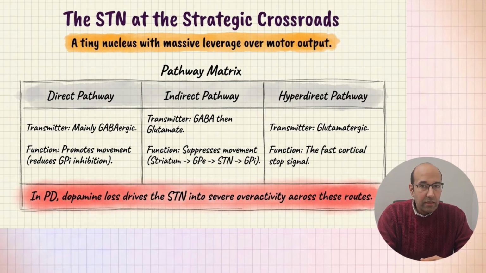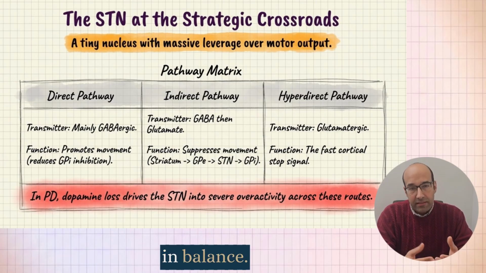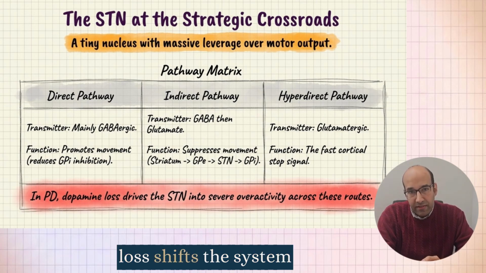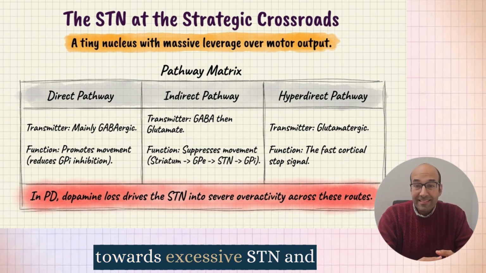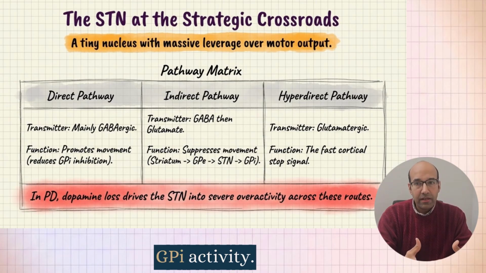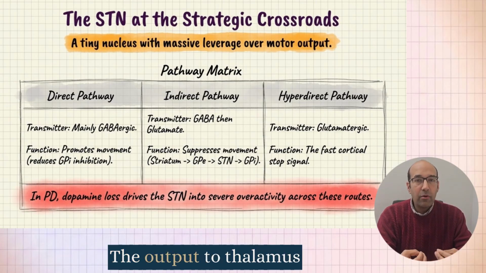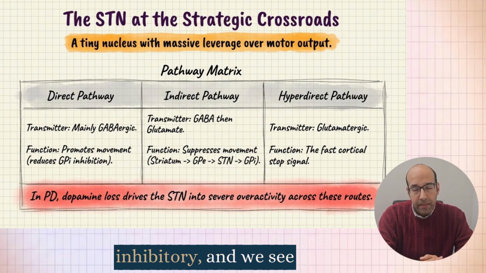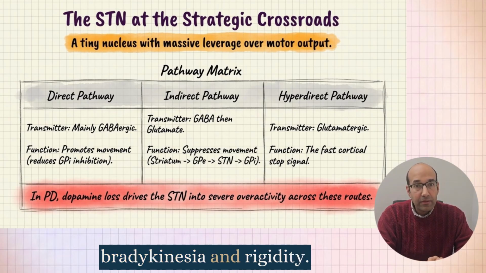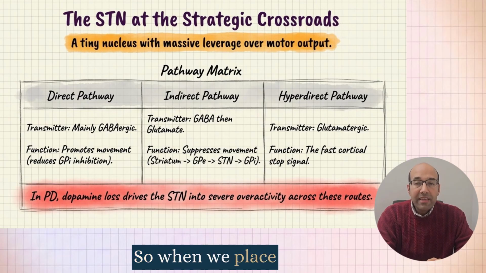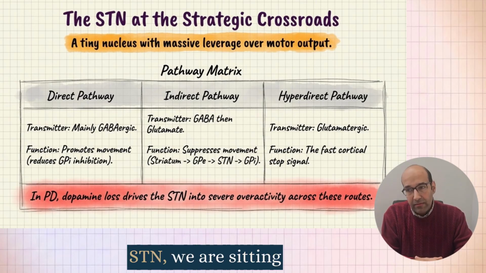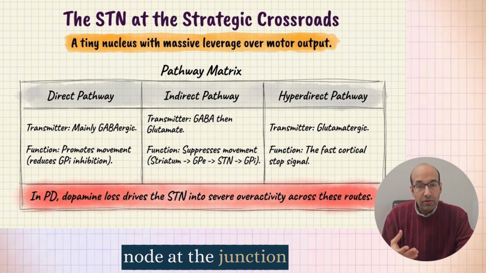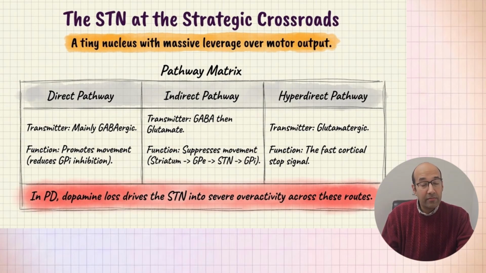In the healthy state, dopamine keeps these pathways in balance. In Parkinson's disease, dopamine loss shifts the system towards excessive STN and GPi activity. The output to thalamus and cortex becomes overly inhibitory, and we see bradykinesia and rigidity. So when we place a lead in the STN, we are sitting in a key control node at the junction of indirect and hyperdirect pathways.